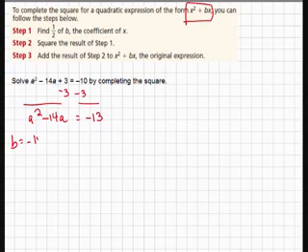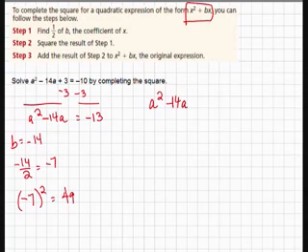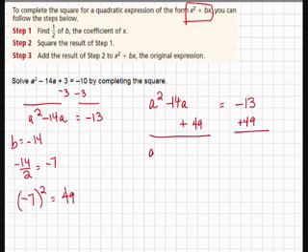Now, our b value is negative 14, so step 1 is to take 1/2 of b, which is negative 7. Step 2 is to square the result of that. Negative 7 squared is 49. And step 3 is to add it to the expression, but we're dealing with an equation, so we need to make sure we add it to both sides. We will rewrite our equation over here on the right and add 49 to both sides. On the left side, we have a squared minus 14a plus 49. And we can see that this is a perfect square trinomial.